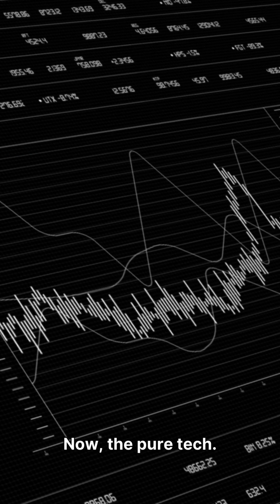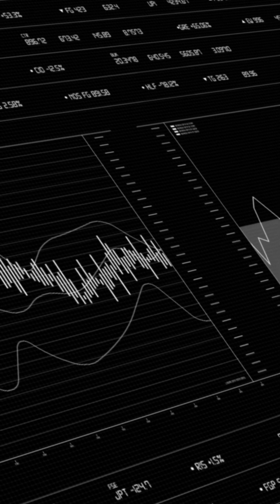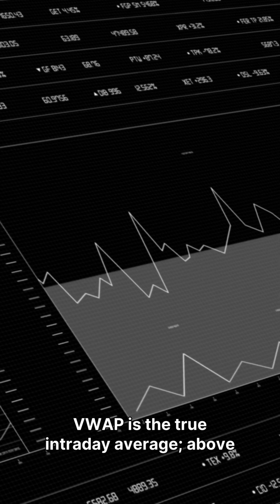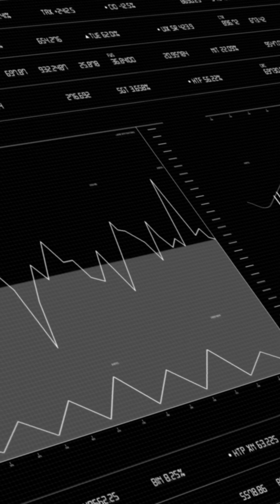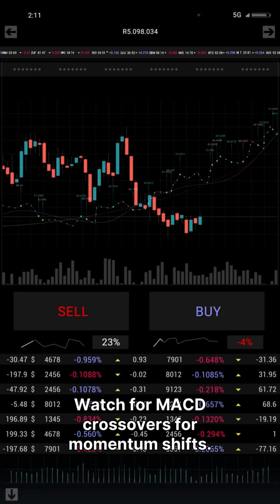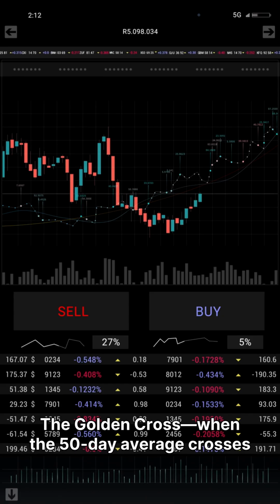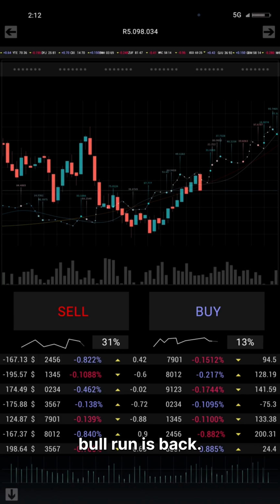Now the pure tech. Use RSI to spot overbought zones above 70. VWAP is the true intraday average. Above it, the bulls lead, below it, the bears drive. Watch for MACD crossovers for momentum shifts. The golden cross, when the 50-day average crosses the 200-day, is the ultimate signal that the bull run is back.